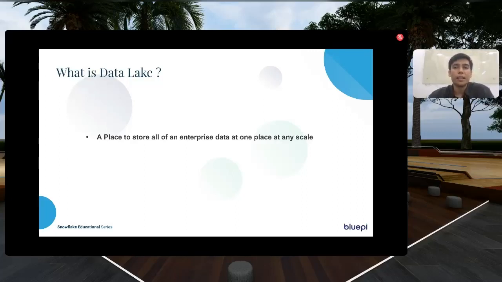One other important point that I would like to mention here is that a data lake is not a technology, but rather it's a concept that needs to be implemented. And the end goal, of course, is for you to be able to analyze all the data that is there for making data driven business decisions within your organization.